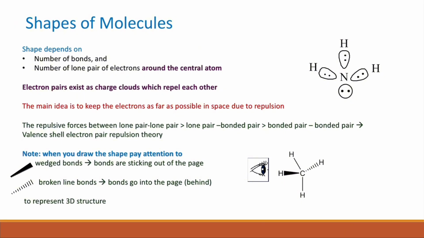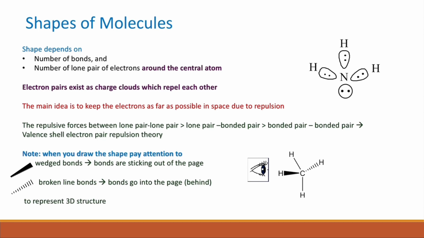So in shapes of molecules, the thing that you need to know about is that the shape will depend on the number of bonds and the number of lone pairs of electrons around the central atom. So remember that the shape of the molecule is governed by these two factors: number of bonds and number of lone pairs of electrons. The idea is that the pairs of electrons are trying to stay as far apart from each other in space as possible. So they will keep away from each other and take that shape.